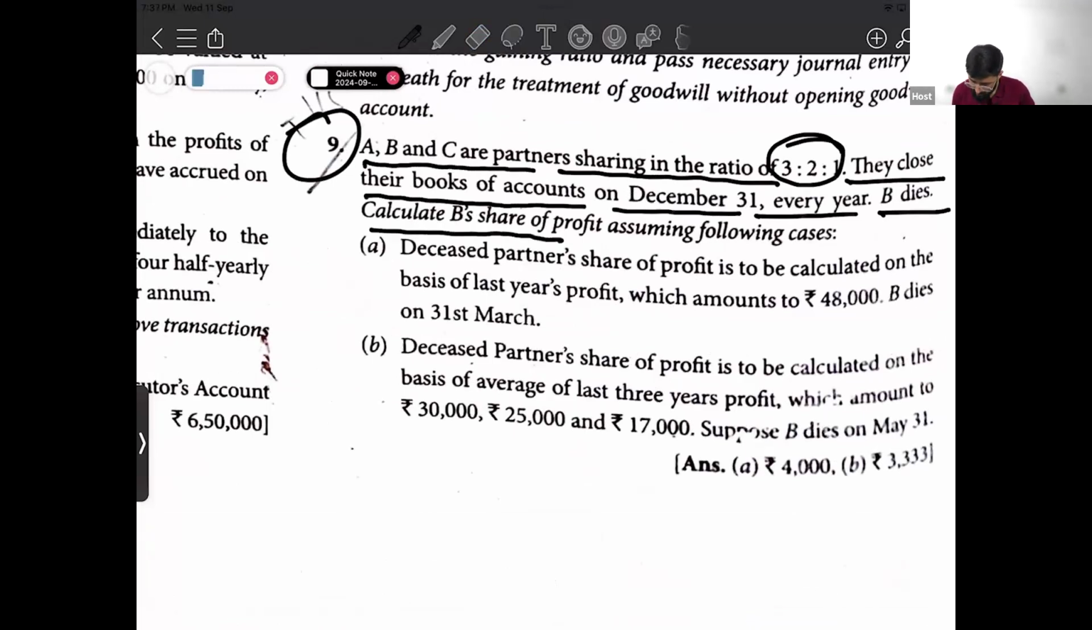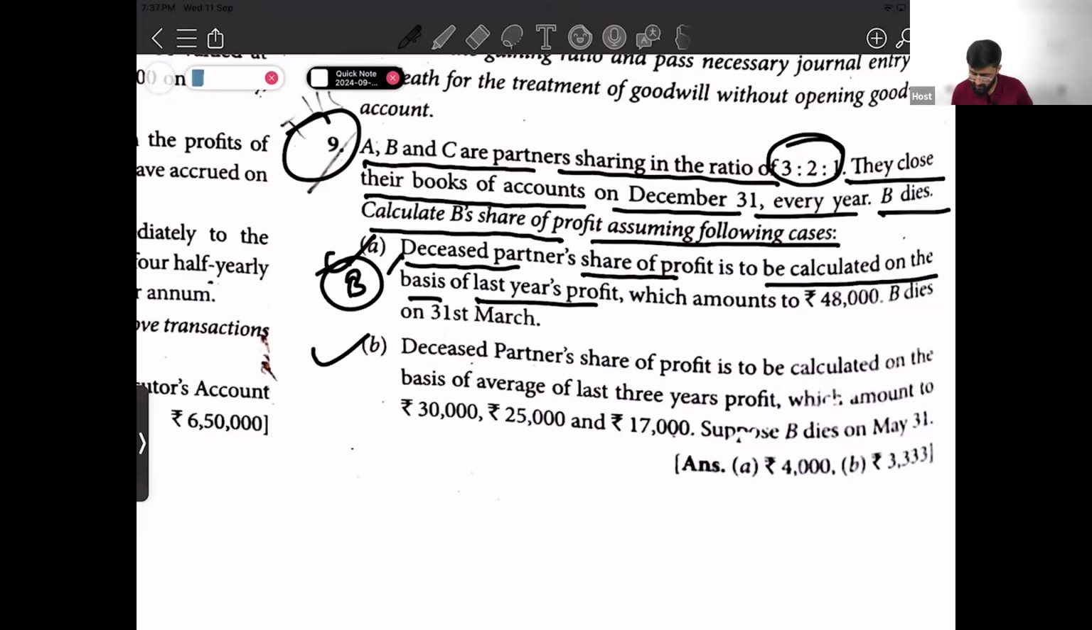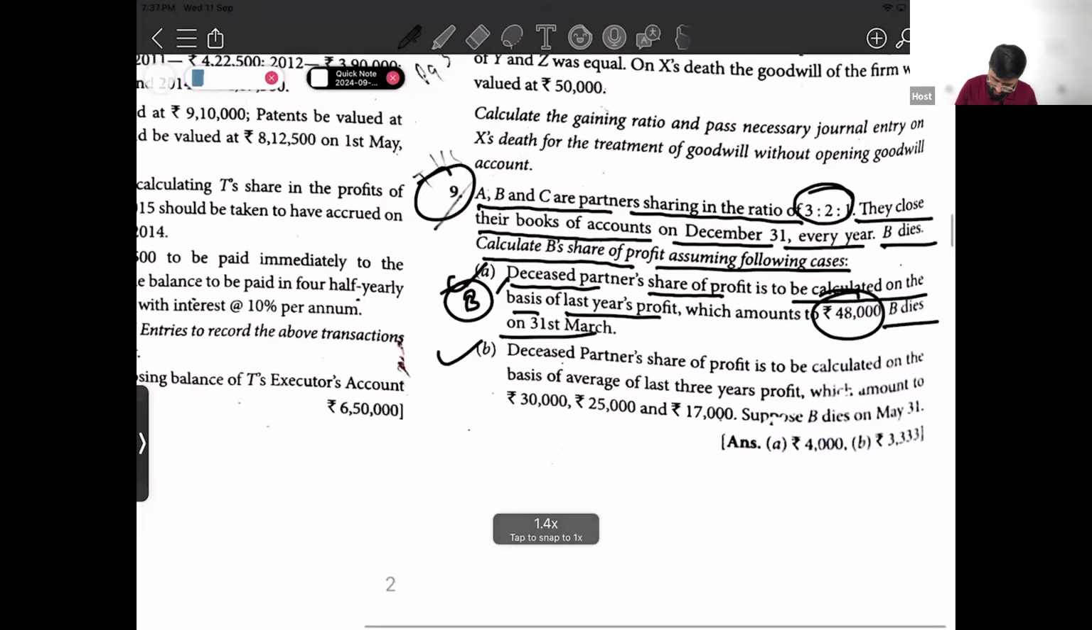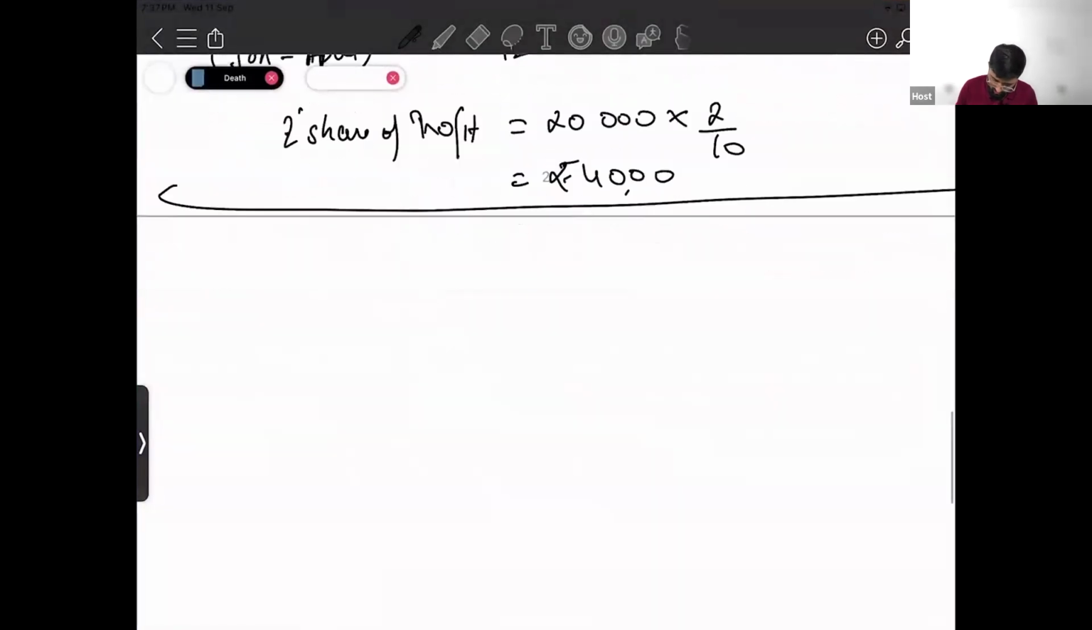Calculate B's share of profit assuming the following cases. Point number 2. B is the partner who has died. This partner's share of profit is to be calculated on the basis of last year's profit, which amounted to 48,000. Last year's profit is 48,000. B dies on 31st March. Simple question. Let's solve question number 9.